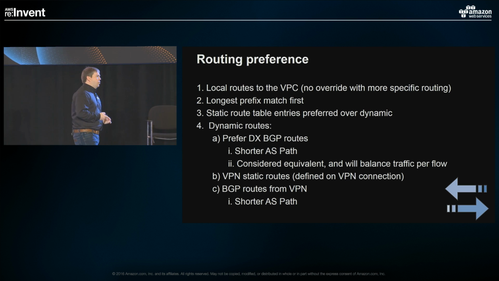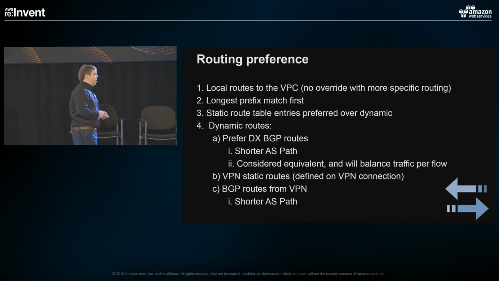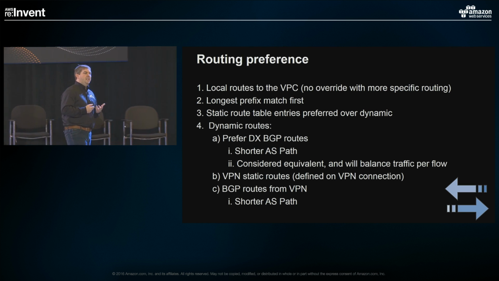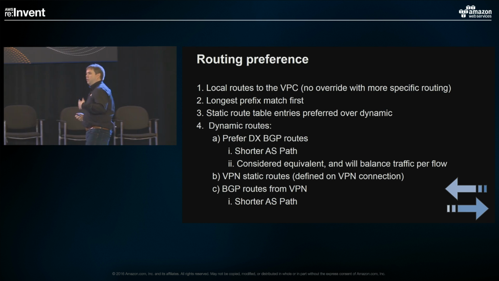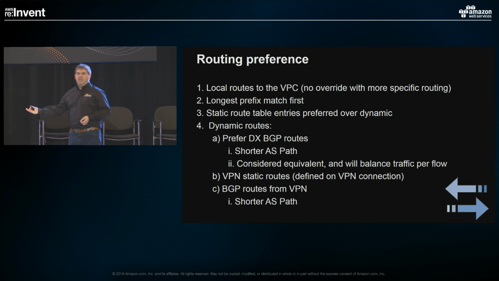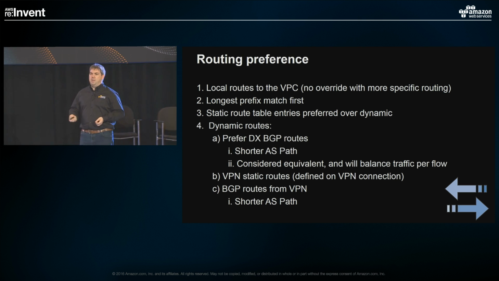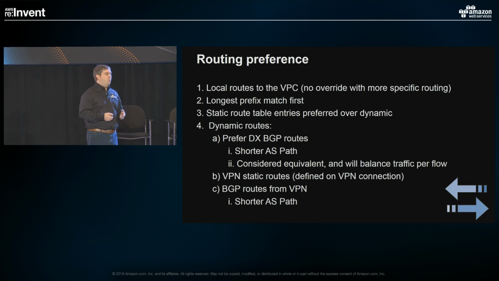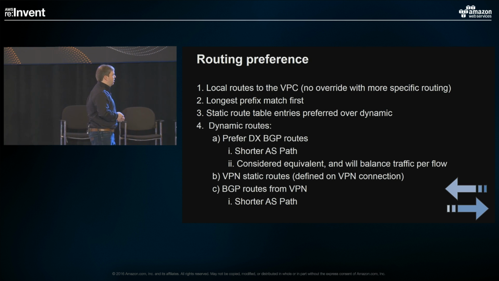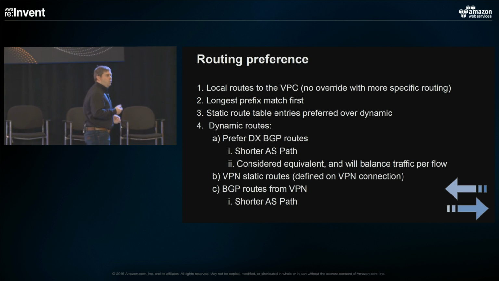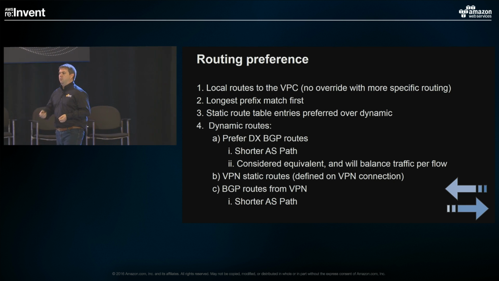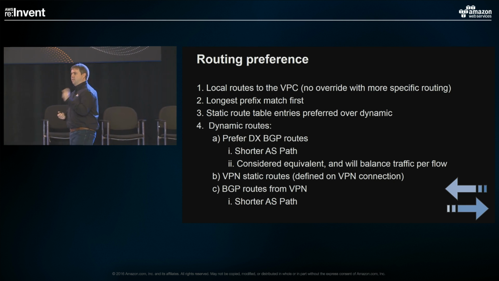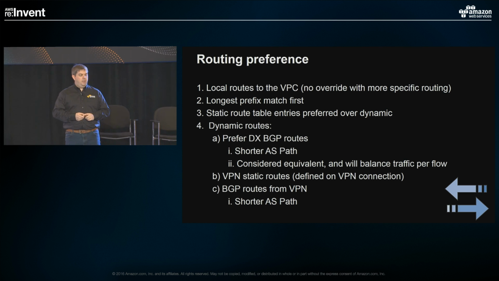So while we're talking about routing within our VPC, we might have multiple routes to get to a particular destination inside that route table. They could have come from various places. You could have created them manually. They could have been propagated dynamically from Direct Connect or VPN. So how do we make a decision about where to send that traffic? Well, the first thing to say is that local routes within the VPC always come first. You cannot create a more specific route in a route table in a VPC than the VPC CIDR itself.